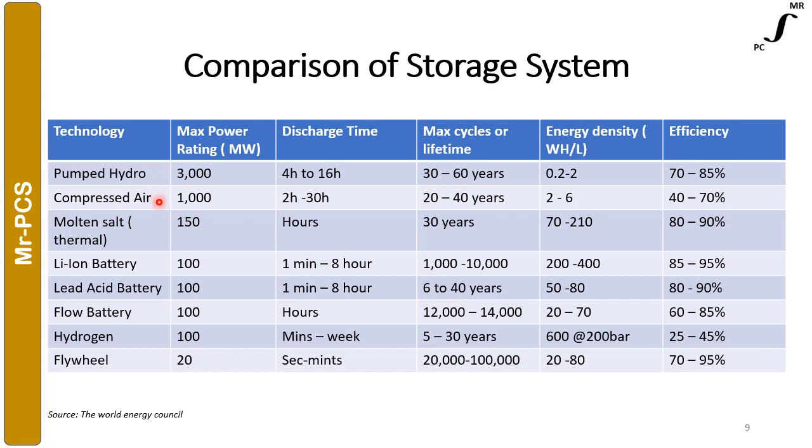Compressed air storage system. In this, air is pumped into an underground hole during the off-peak period, and during the peak period, air is released back to the facility where it is heated and then expanded and used for power generation. Compressed air storage has efficiency up to 70%.